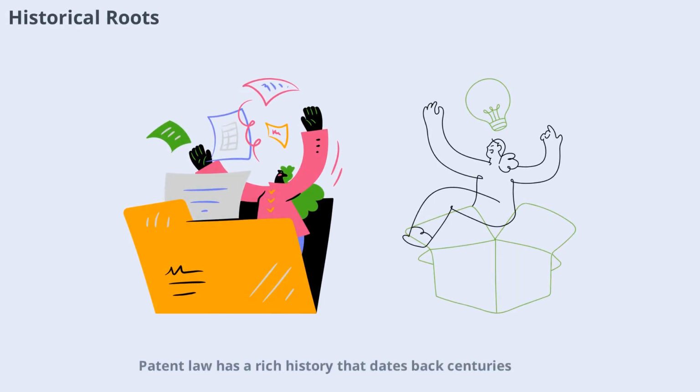Patent law has a rich history that dates back centuries. The earliest forms of patent protection can be traced to Renaissance Europe, where inventors received exclusive rights from monarchs. Over time, patent systems evolved, becoming more structured and accessible. Today, patent law is a cornerstone of modern economies, fostering technological progress and rewarding creativity. Understanding its historical roots helps us appreciate the importance of patents in shaping industries and society. As we move forward, we'll see how these early principles laid the foundation for contemporary patent systems.